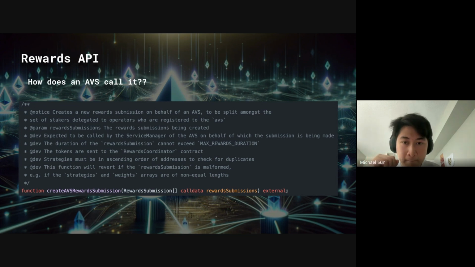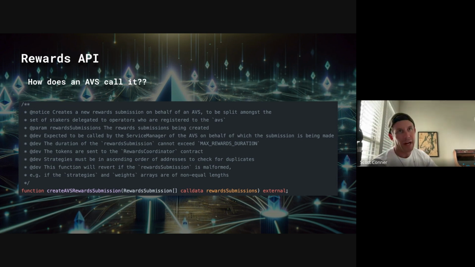Yeah, and to Michael's point, we have provided source code examples for how to support this by proxy in your AVS service manager, including setting the proper allowances. Yep.